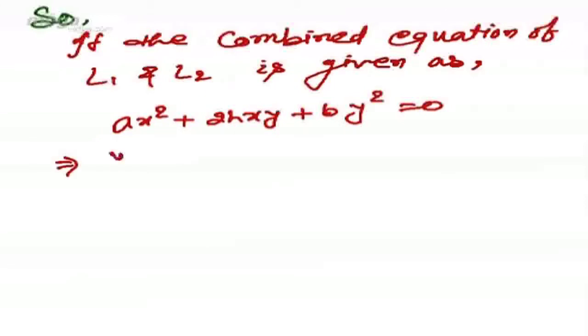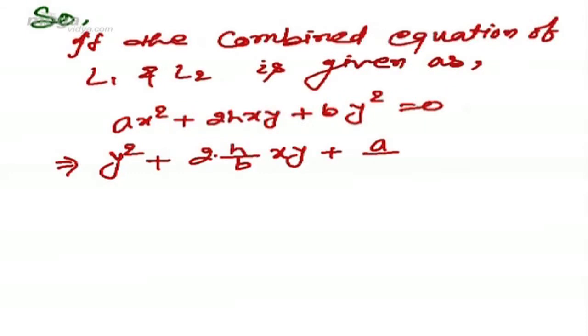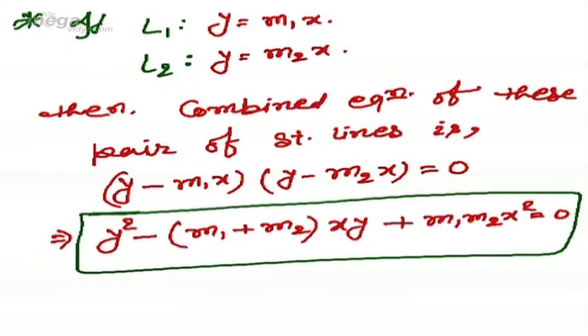So if you divide by b, we will get y square plus 2h by b xy plus a by b x square is equal to 0. And now we will compare this equation with this one, because both equations represent the same pair of straight lines, with the same coefficient of y square as 1.